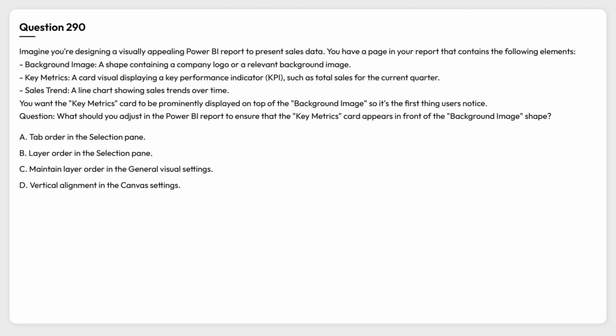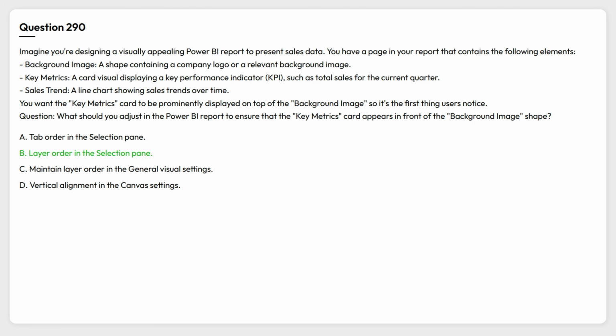Question: what should you adjust in the Power BI report to ensure that the key metrics card appears in front of the background image shape? Option A. Tab Order in the selection pane. Option B. Layer Order in the selection pane. Option C. Maintain layer order in the general visual settings. Option D. Vertical alignment in the canvas settings.